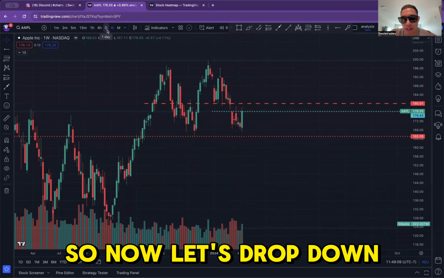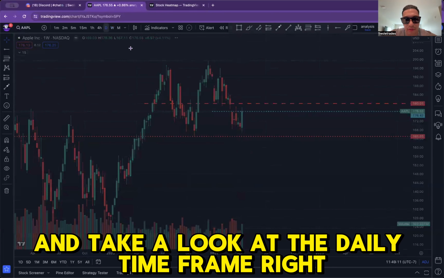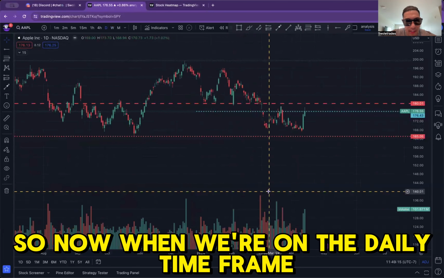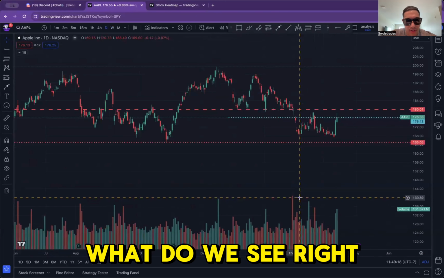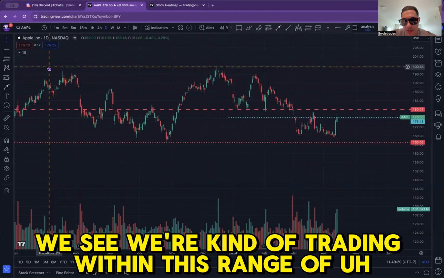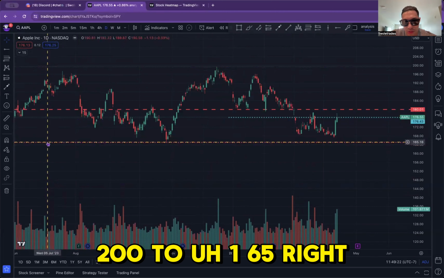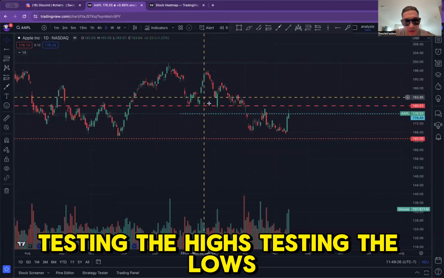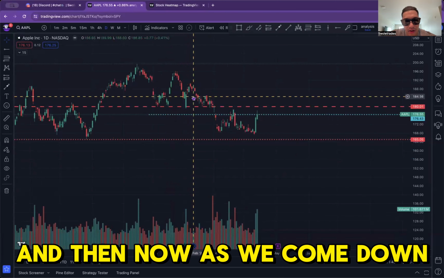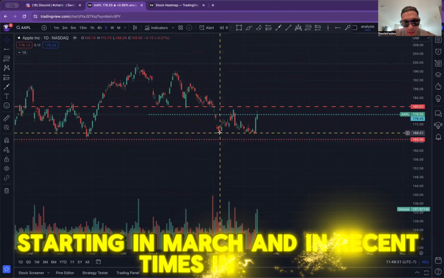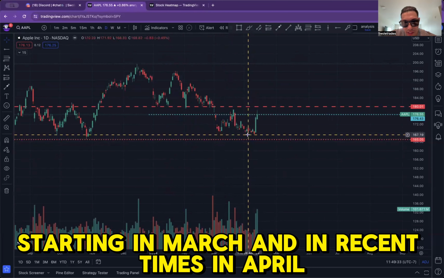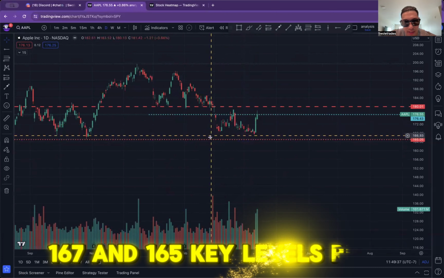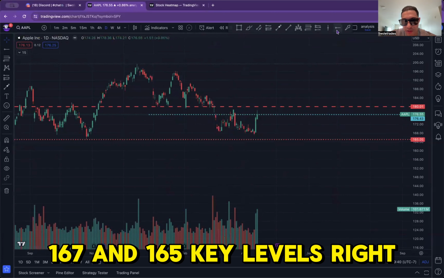So now let's drop down and take a look at the daily time frame. When we're on the daily, what do we see? We're kind of trading within this range of 200 to 165, testing the highs, testing the lows. And then as we come down starting in March and in recent times in April, we have a failure to go lower below these 167 and 165 key levels.